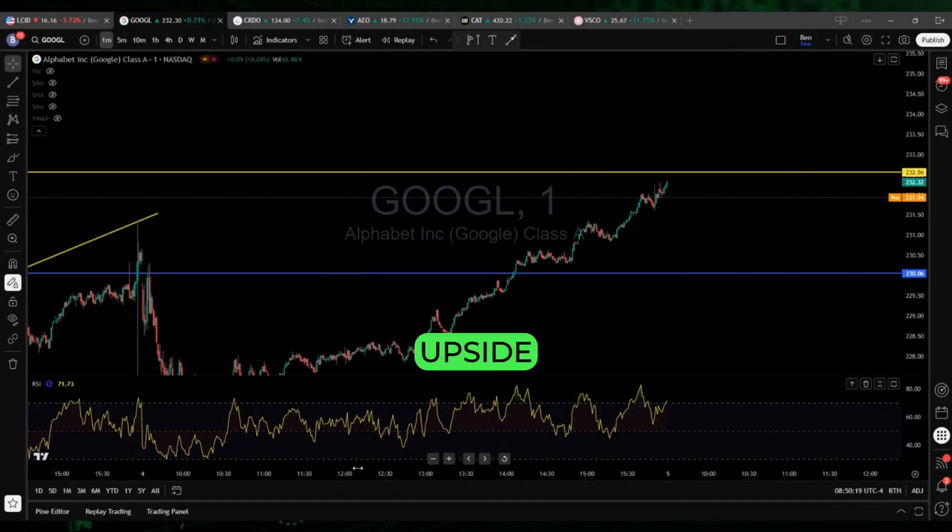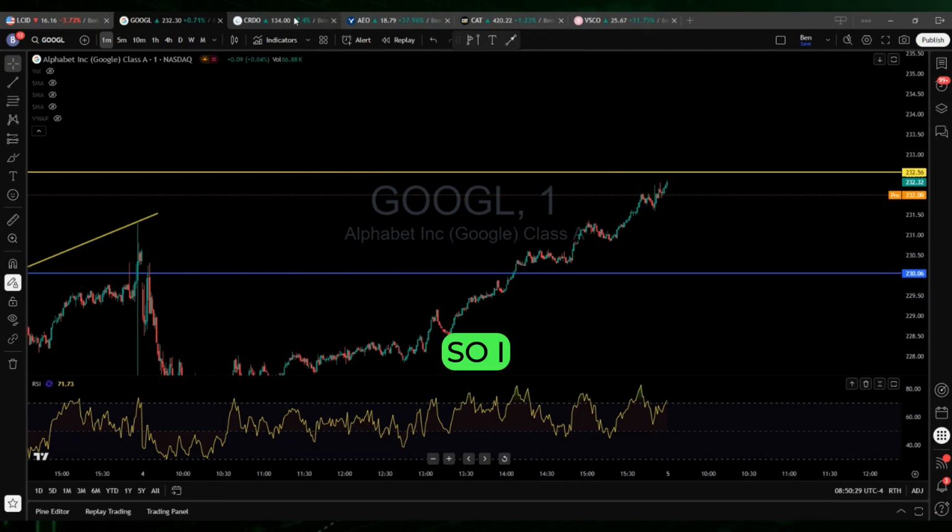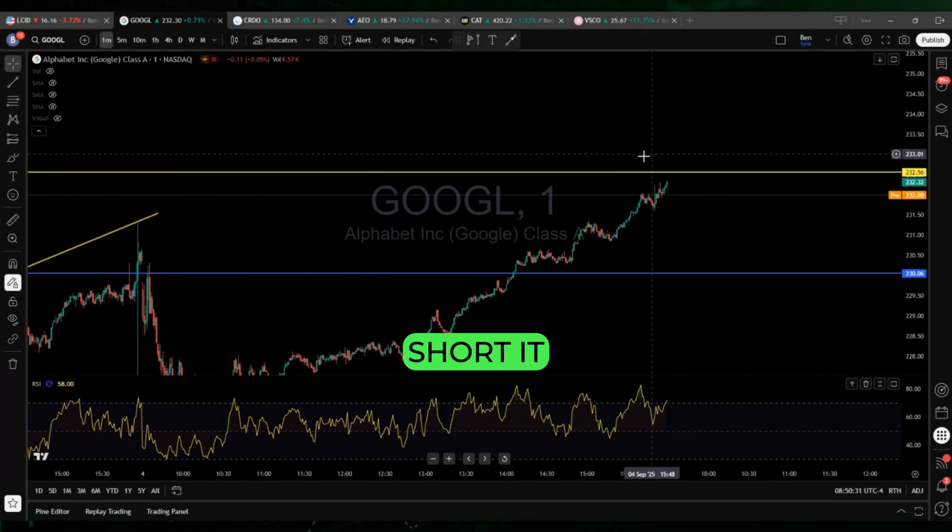It does favor a move to the upside based on the fact that it never got below the 30 and stayed above the 50 and 70 for most of the day. So this is a strong stock. So I would wait to short it at 230.